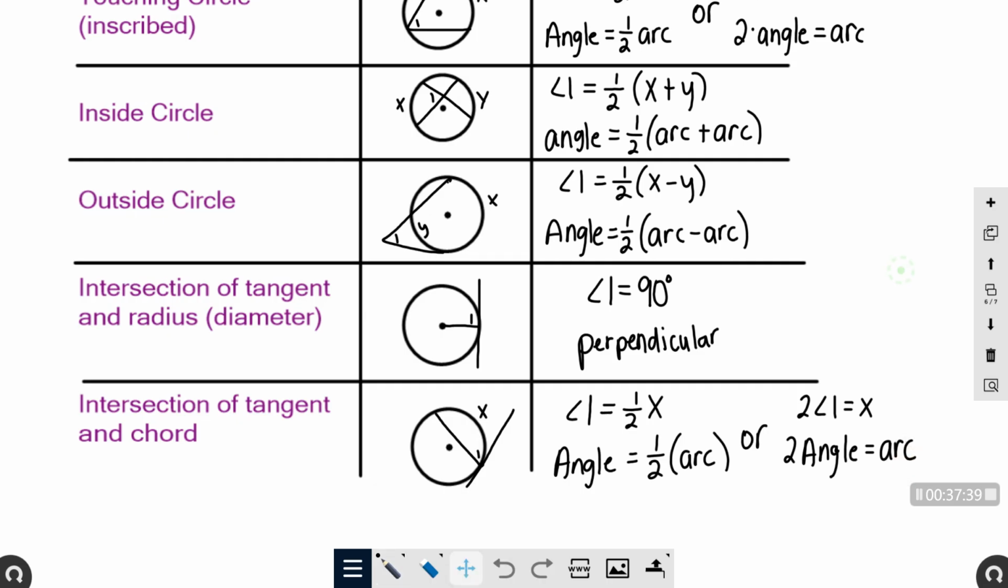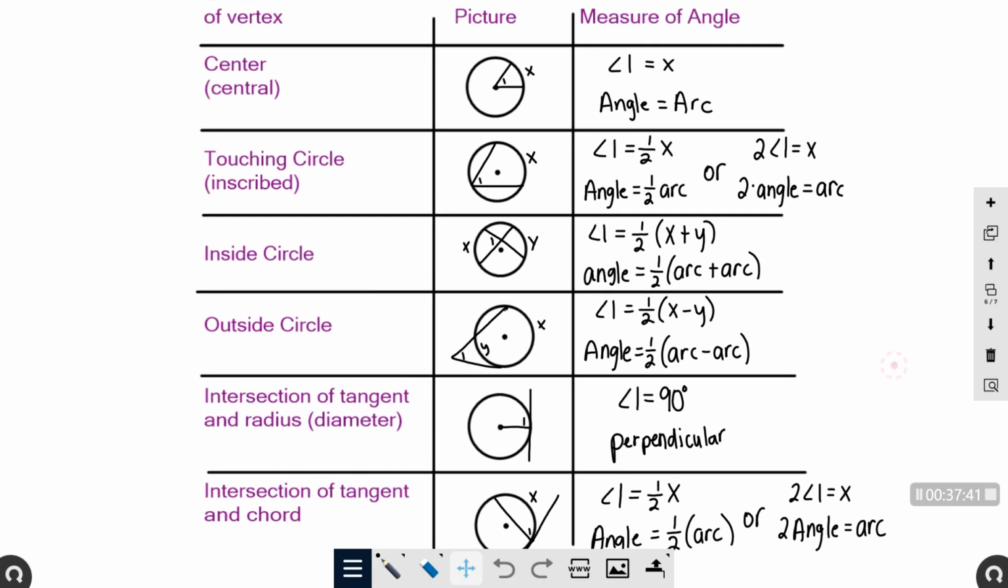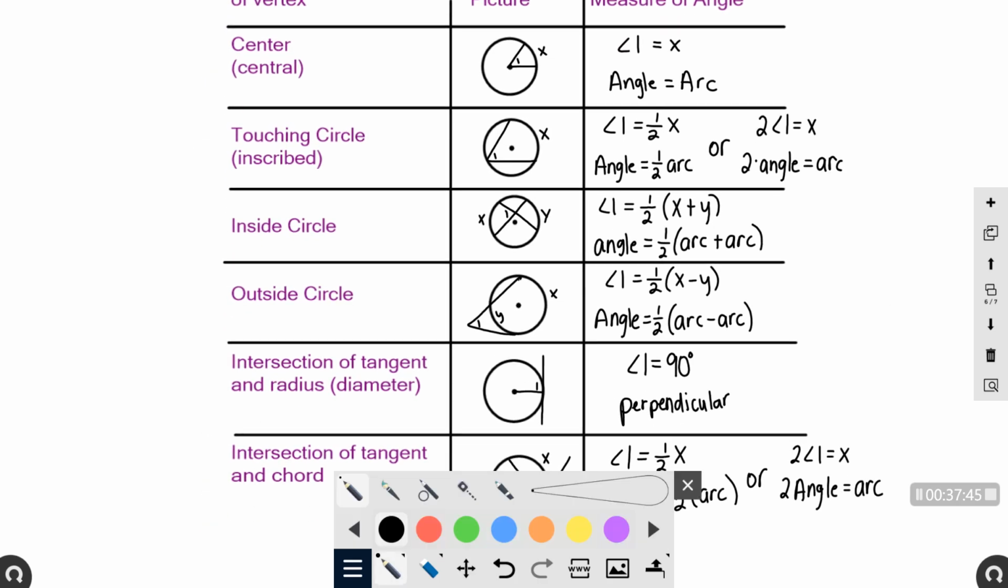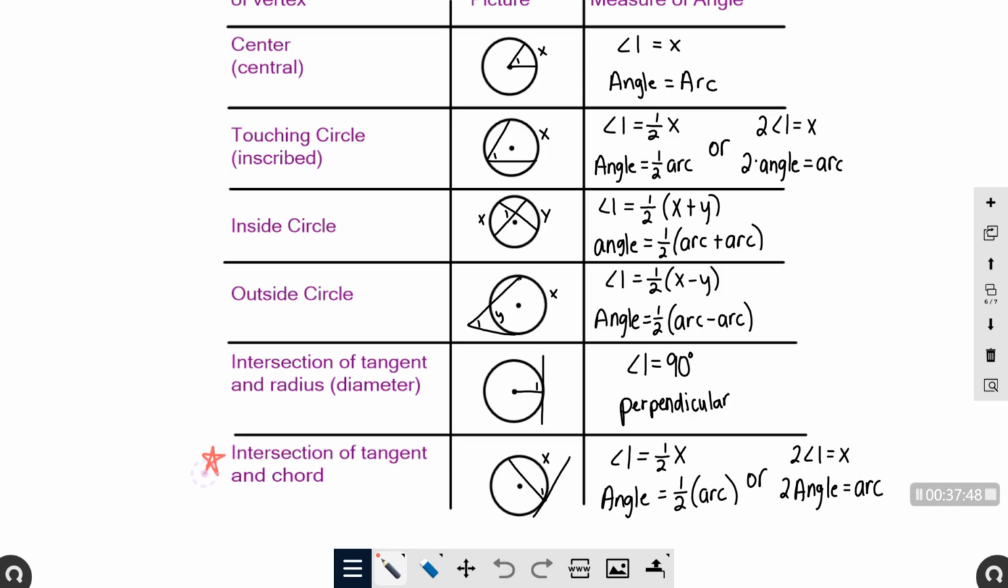So if you notice, I'm going to shrink this a little bit so you can see the whole thing, but if you notice this one, the intersection of the tangent and the chord is the same as touching the circle, because touching the circle means the vertex is on the circle. It's just used with two chords here or a tangent and a chord here. So those two are exactly the same.